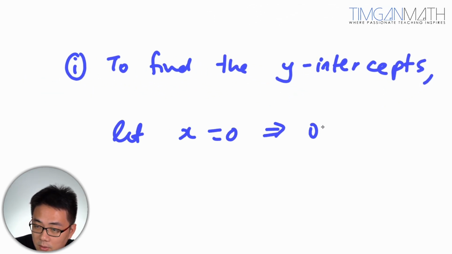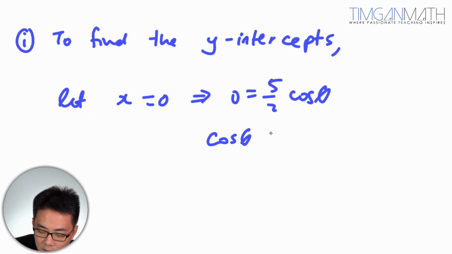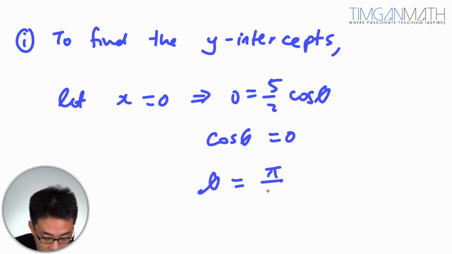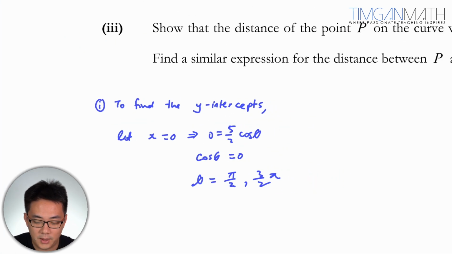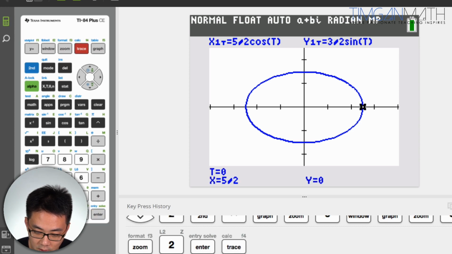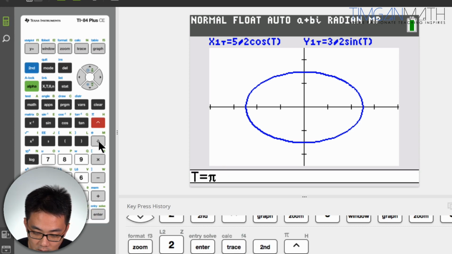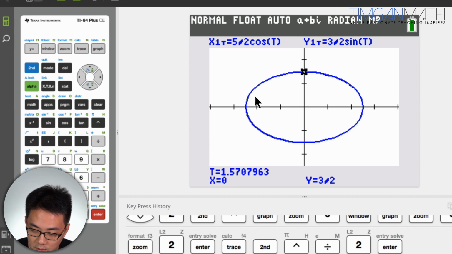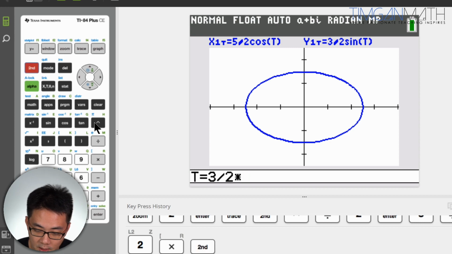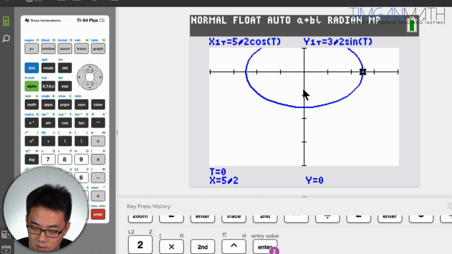In this case here, 0 equals 5 over 2 cosine theta. And cosine theta equals 0, and theta would be pi over 2. Sorry, it starts with pi over 2 and 3 over 2 pi. Okay, so it's 90 degrees and 3 over 2 pi. We could check your value here. So you just trace. You put pi over 2 in, that will be this here, and also 3 over 2 pi, you will get here. Okay, so there you go.